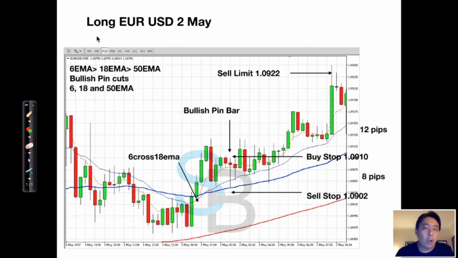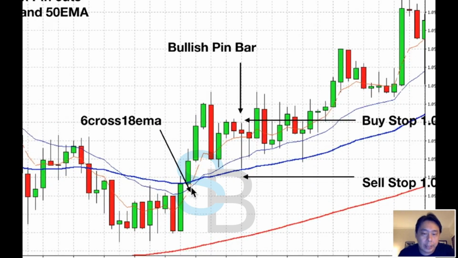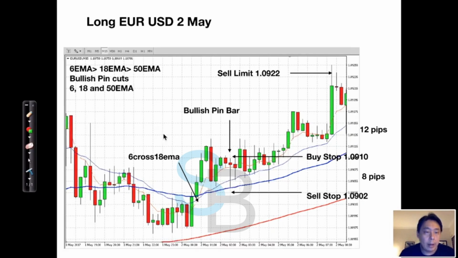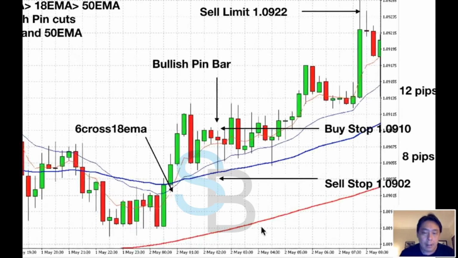So the next trade is the long Euro USD, 2nd May. Again, we have the 6 crossing above 18. We've got that signal over there. 1, 2, 3, 4, 5, 6, 7. Within 8 candles, the bullish pin bar appears. It cuts the 6, the 18, and the 50. Clear uptrend: 6 above 18, above 50, above 200. Very nice.